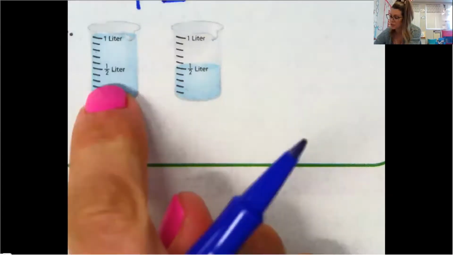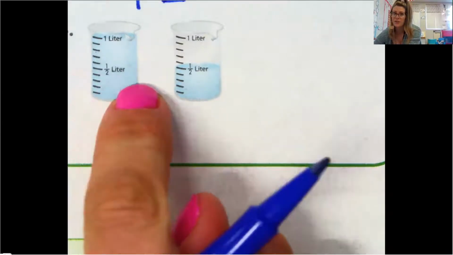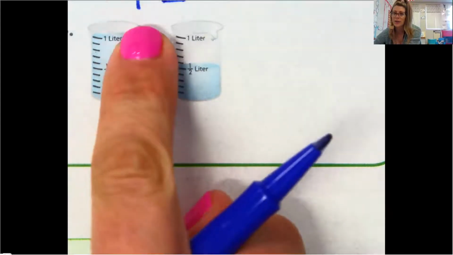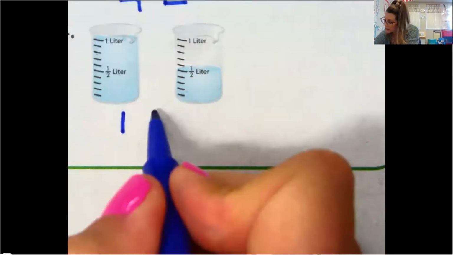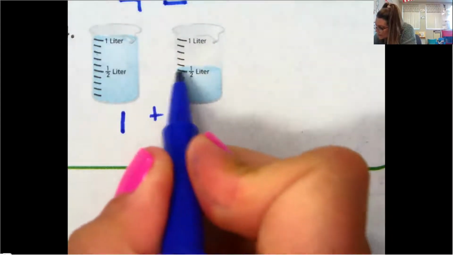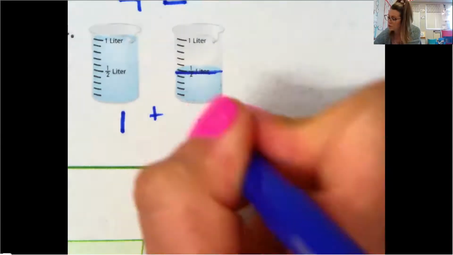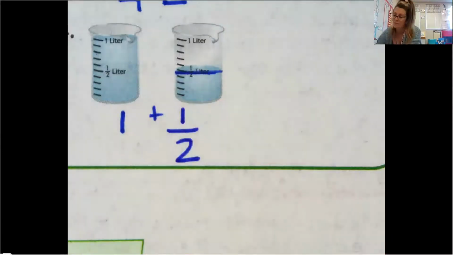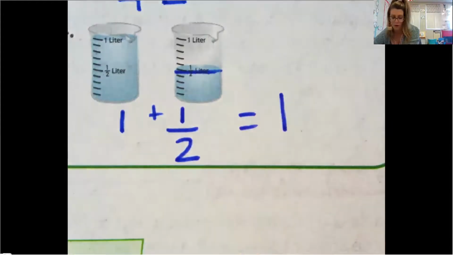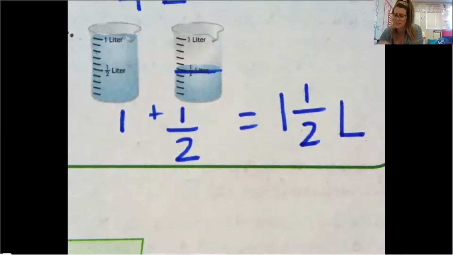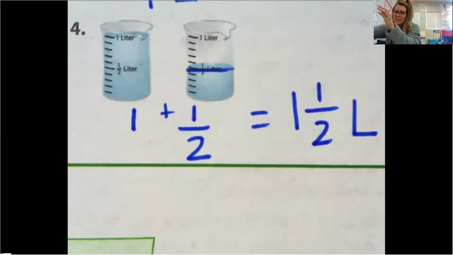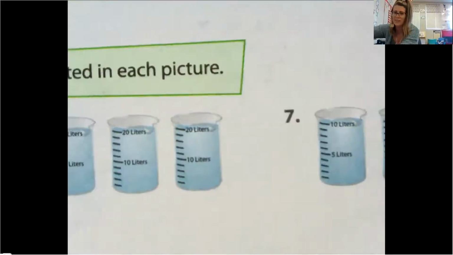All right, now we've got this one. Pay attention to the numbers. So we've got half of a liter and a liter, right? So we know this one's filled all the way up to the top. So that's like saying 1 liter plus, and it's at the halfway mark. So what's 1 plus a half? Well, 1.5 liters, right? Those ones should be pretty easy for you. But then let's look down here at these ones.